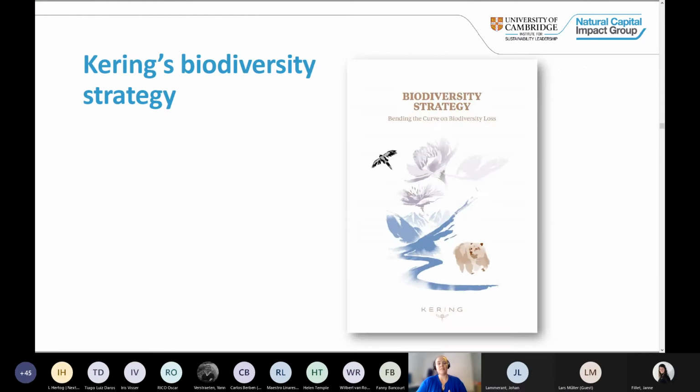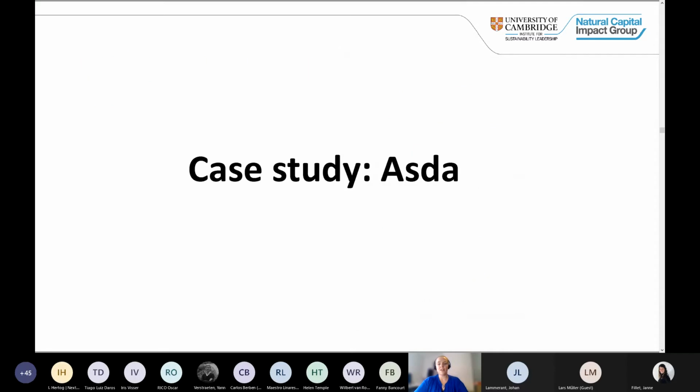So just to highlight that the biodiversity impact metric is just one component mentioned in KERING's biodiversity strategy. And if you want to see how a company is measuring biodiversity and integrating it into a business, I really recommend you going and having a look at the strategy, which is published on their website. Next slide. So the second example I'm going to talk through briefly is ASDA, and ASDA is one of the major UK supermarkets that sources directly a large amount of fresh produce. Next slide.